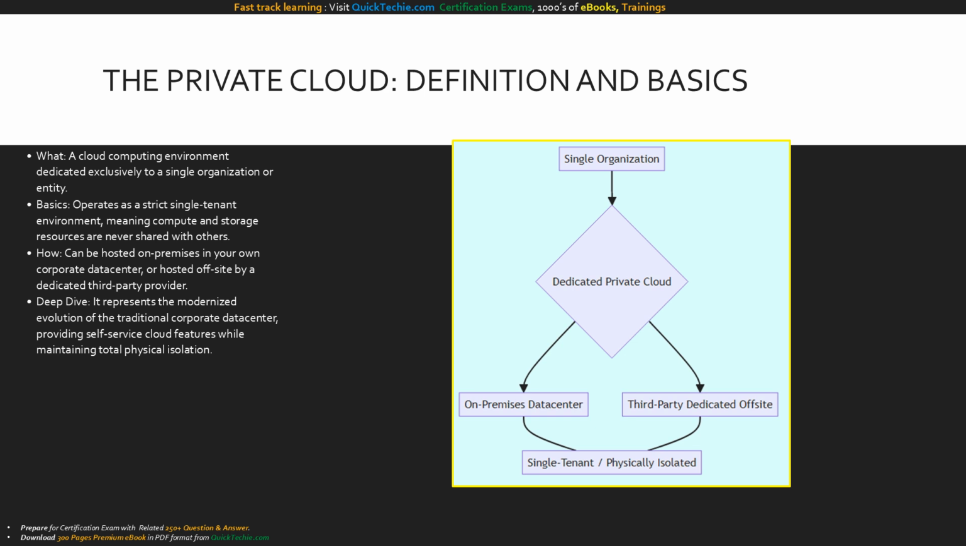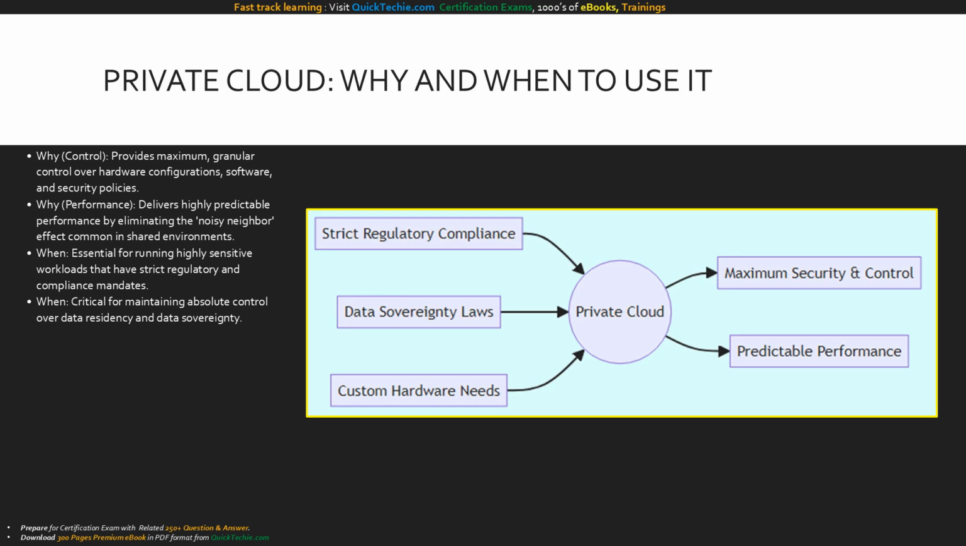Regardless of where the servers physically sit, the environment remains 100% exclusive to that one organization. Why would a business take on the extra cost and maintenance responsibility of a private cloud? The answer boils down to two critical words: control and predictability. A private cloud provides maximum control over your infrastructure, allowing you to tailor hardware, virtualization types, and strict security policies to your exact business needs.